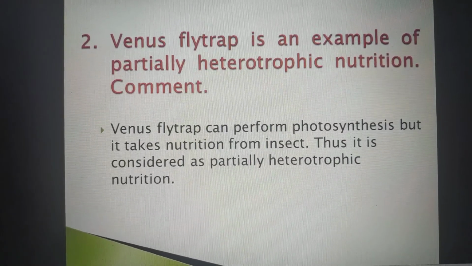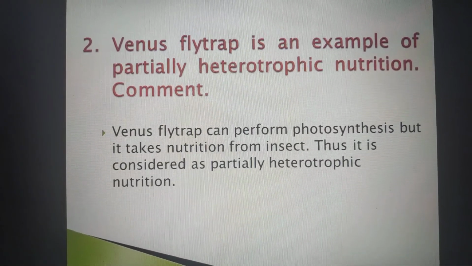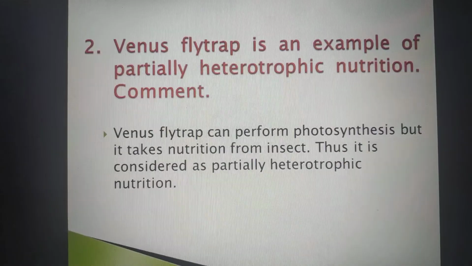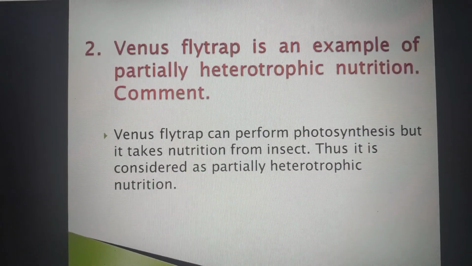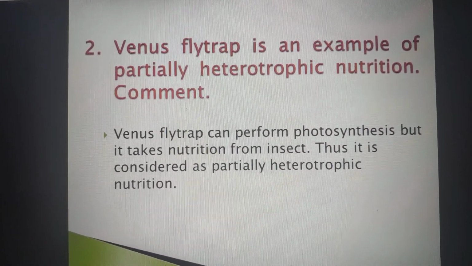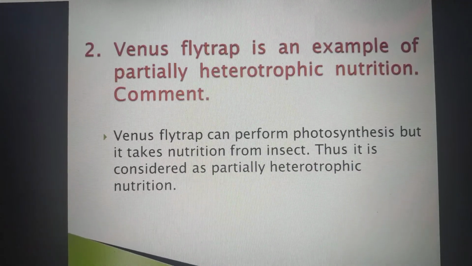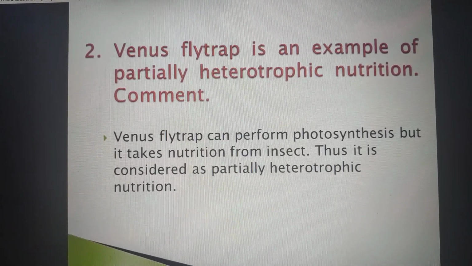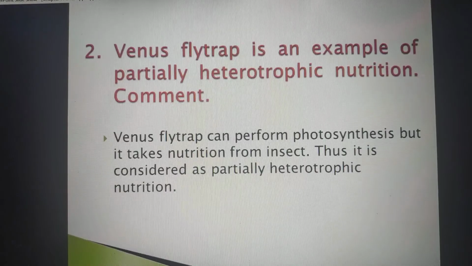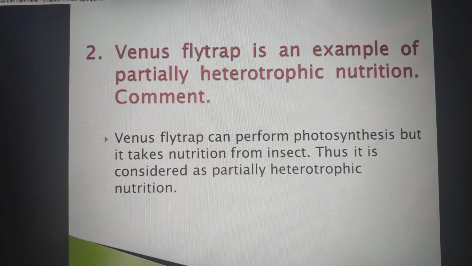Venus flytrap is an example of partial heterotrophic nutrition. Yes, Venus flytrap is an insectivorous plant. You have studied about it in our previous lecture. Now, they are asking whether we can say that it is a partial heterotrophic nutrition. Yes, we can say.